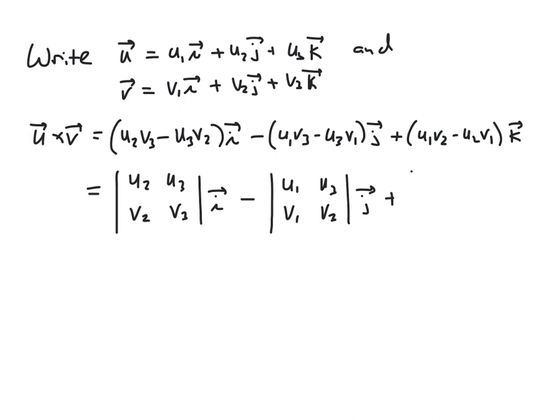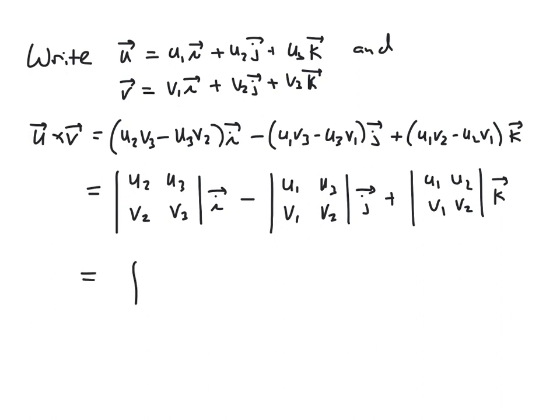And the third one here is the determinant of u1, u2 over v1, v2. So I've just reconstructed some 2 by 2 matrices from these little numbers that we had in front of i, j, and k. And now if you look at this, this looks a heck of a lot like the determinant of a 3 by 3 matrix. I have a single thing, i, j, or k, multiplied by a 2 by 2 determinant, and the first is added, the second is subtracted, and the third is added.